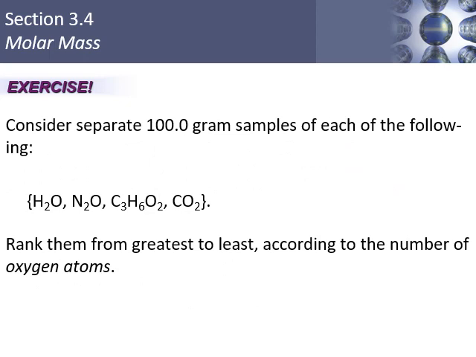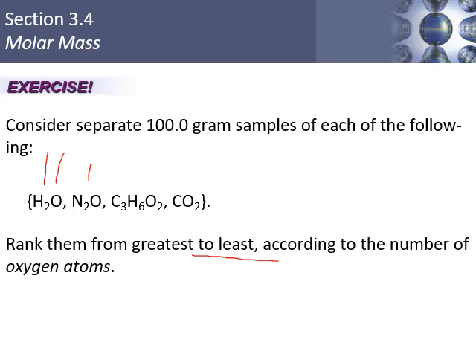All right, so this one: consider a separate 100-gram sample of each of the following and rank them according to the number of oxygen atoms. For this problem, you have to do 2 steps. First, you have to see how many moles of this you have, how many moles of this you have, and so forth for all of them. To do that, you divide how much you have, which in all these cases is 100 grams, by how much 1 mole weighs. So let's go back over here to H2O. How much does 1 mole of H2O weigh? It weighs 18 grams, where I'm getting the 18 by adding 16 for O plus 2 times 1 for H.